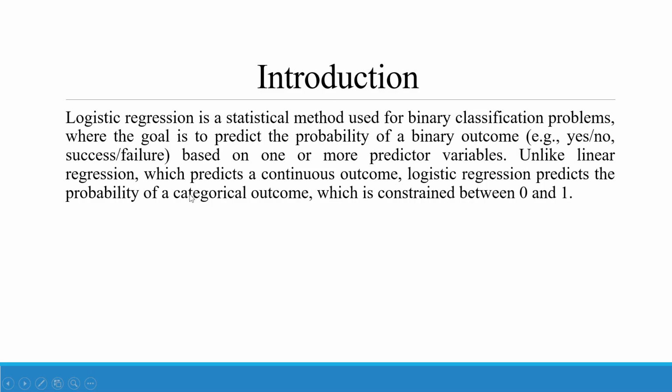Unlike linear regression, which predicts a continuous outcome, logistic regression predicts the probability of a categorical outcome, which is constrained between 0 and 1.